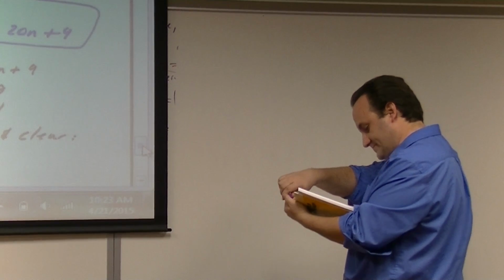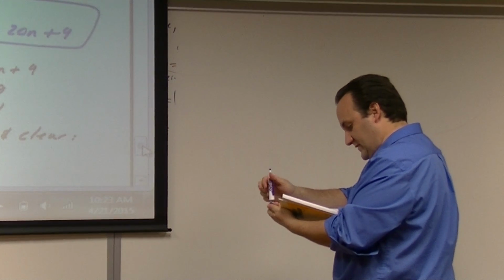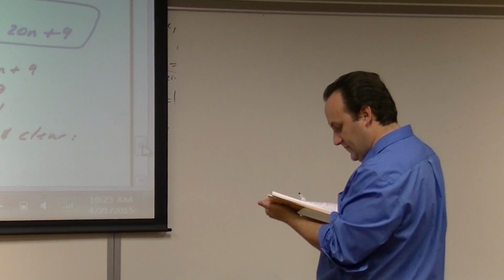All right, so it remains to show that primes of the form 20n plus 1 and 20n plus 9 are of the form x squared plus y squared.